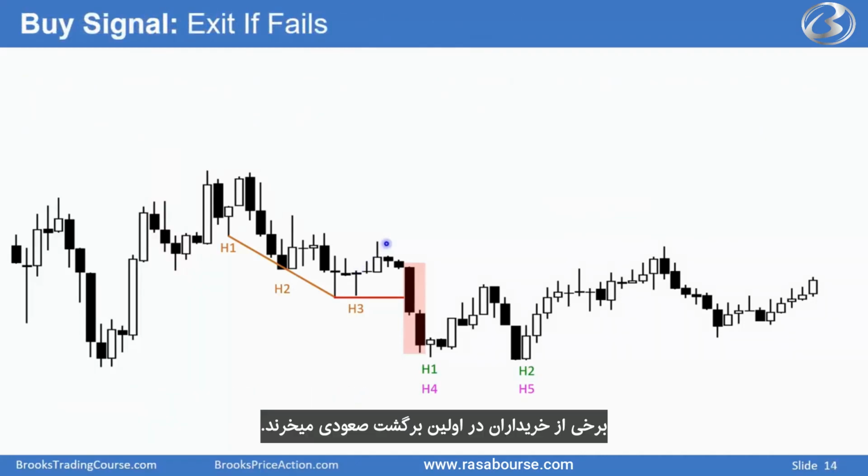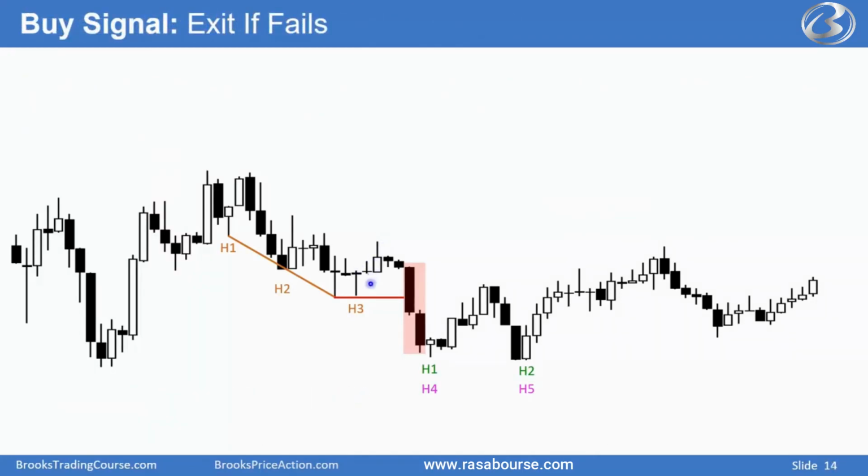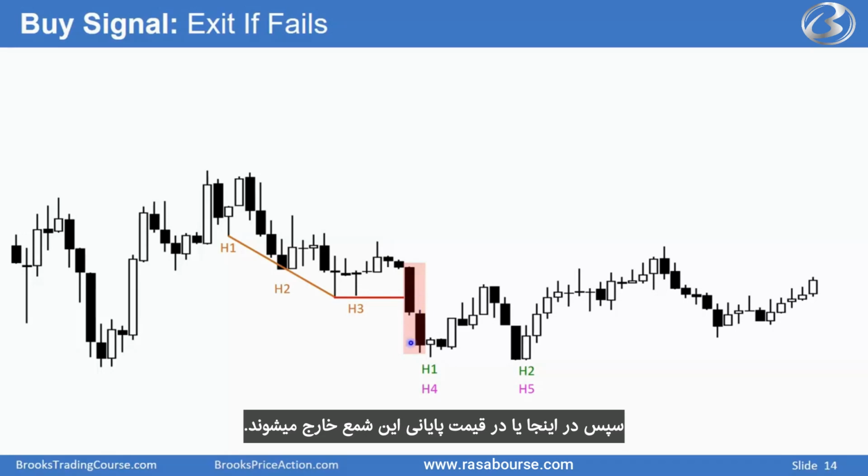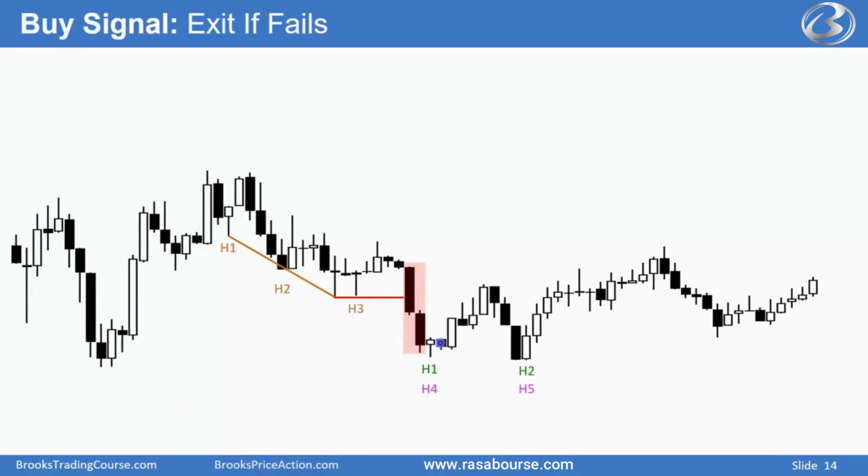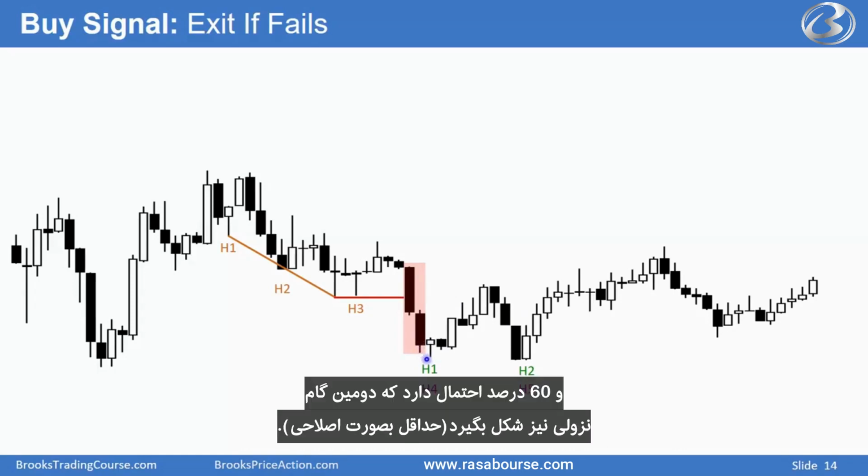Some bulls will buy the first reversal up. That's reasonable. And they'll get out here or on that close maybe. Or they'll hold with a wide stop, maybe below here, and then look to add on. Here I would not, here I would. This is a strong enough reversal so that there's a 60% chance there'll be at least a small second leg sideways to down.